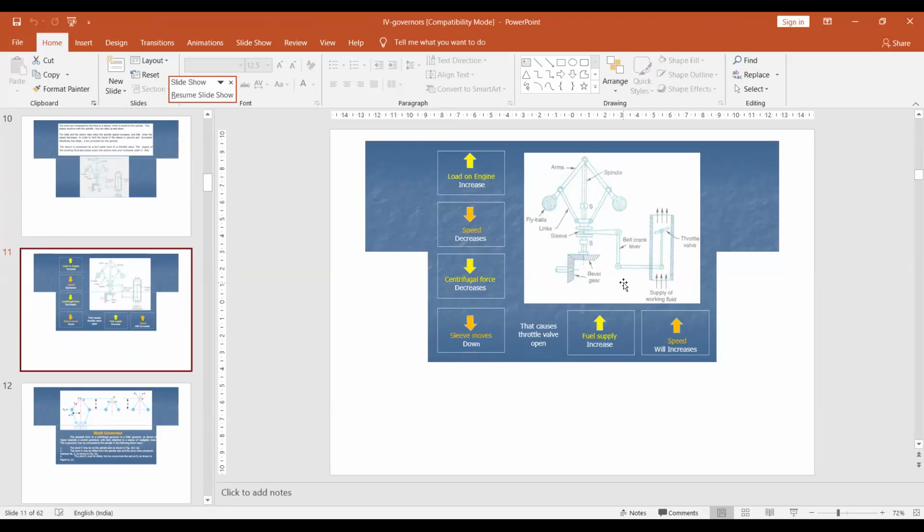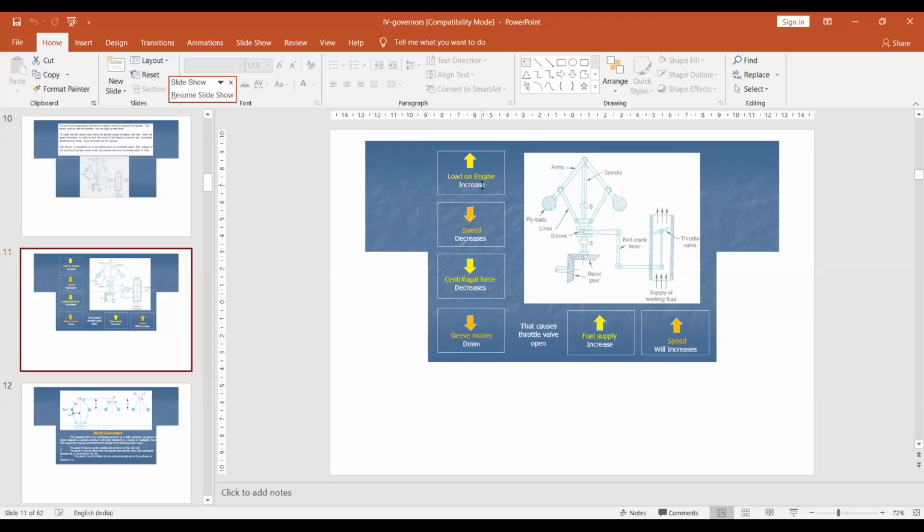Yes, sir. Here they represent it as a flowchart. These are the conditions we discussed in the earlier session. When the load on the engine increases, for example, let us take a truck carrying more load, then the speed decreases.